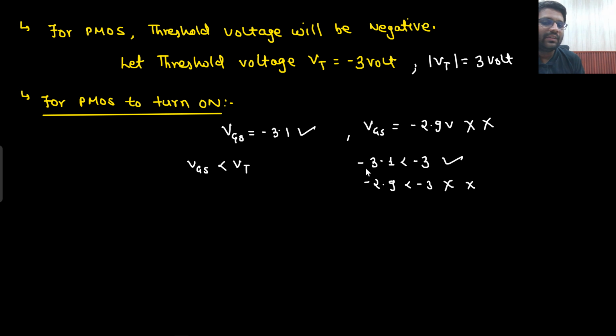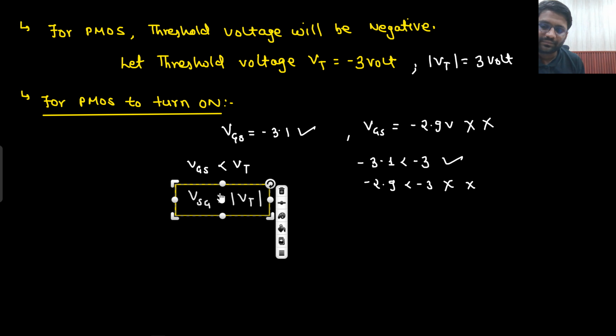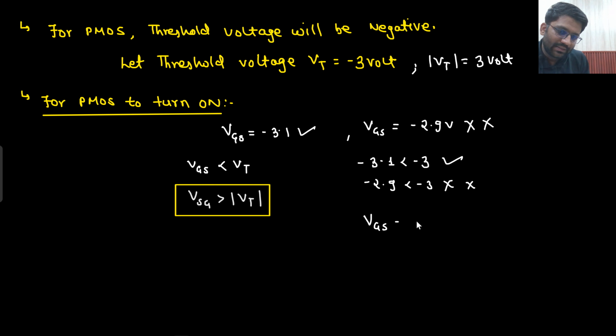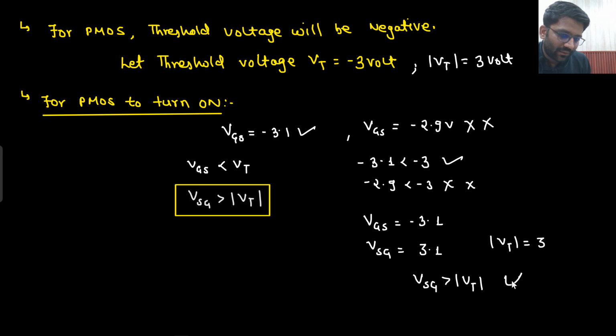But we don't want to deal with negative sign. So can I write it down in this manner? VSG should be greater than mod of VT. There you go. If your VGS is minus 3.1, what will be your VSG? Sir, VSG would be 3.1. What is your mod of VT? Sir, mod of VT is 3. That means this equation, VSG greater than mod of VT, holds true.